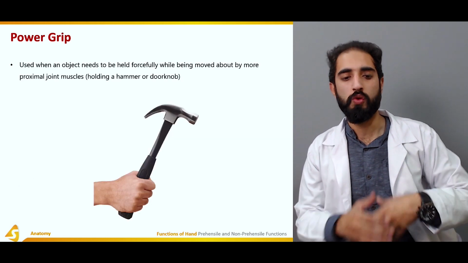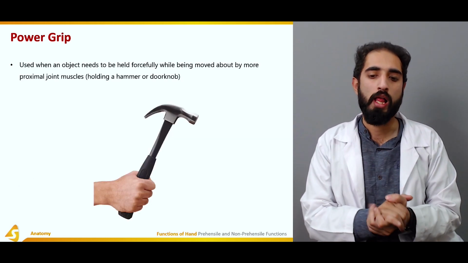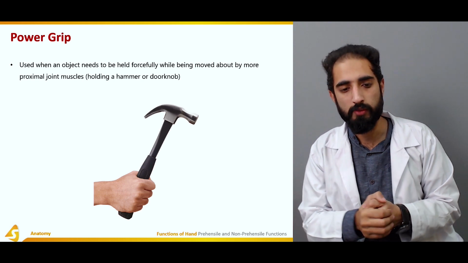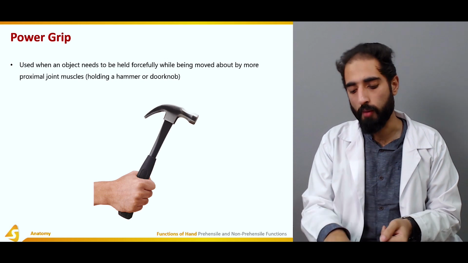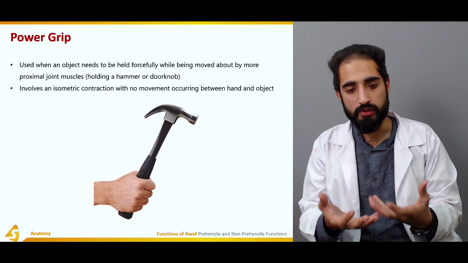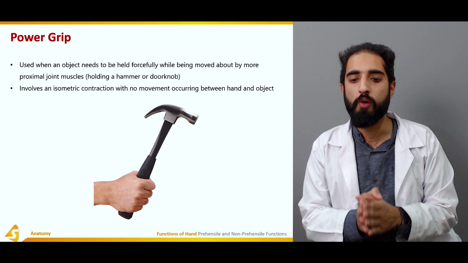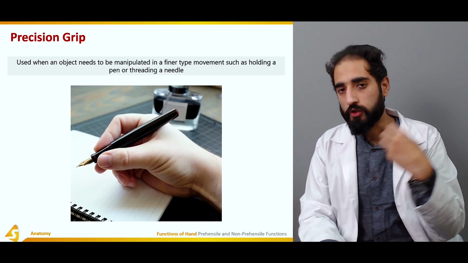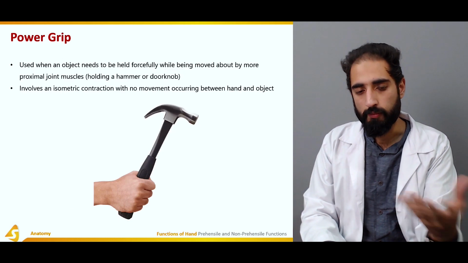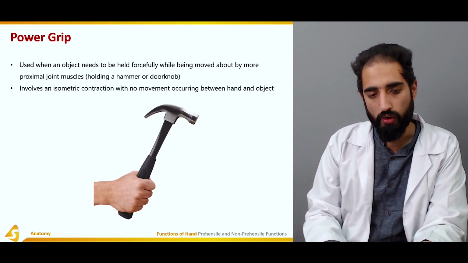A power grip is used when an object needs to be held forcefully while being moved about by more proximal joint muscles, such as holding a hammer or opening a door via a doorknob. It involves an isometric contraction with no movement occurring between the hand and the object, and the movement actually occurs at the more proximal joints, such as the elbow or the shoulder.